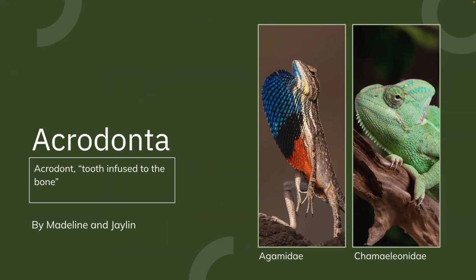All right. So we were talking about the Acrodonta group. Acrodont coming from tooth fused to the bone. And this group includes two families, the Agamidae and the Chameleonidae.